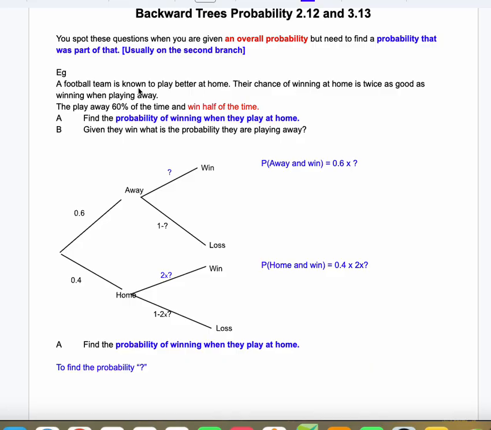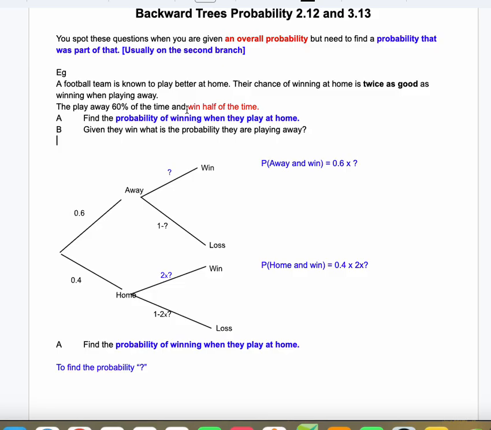So my example is a football team is known to play better at home. Their chance of winning at home is twice as good. And there will be some kind of condition like this built in. So that's probably worth noting, because we're going to use that when they're winning away. They play away 60% of the time. Now that 60% allows us to fill out the first part of our tree completely.